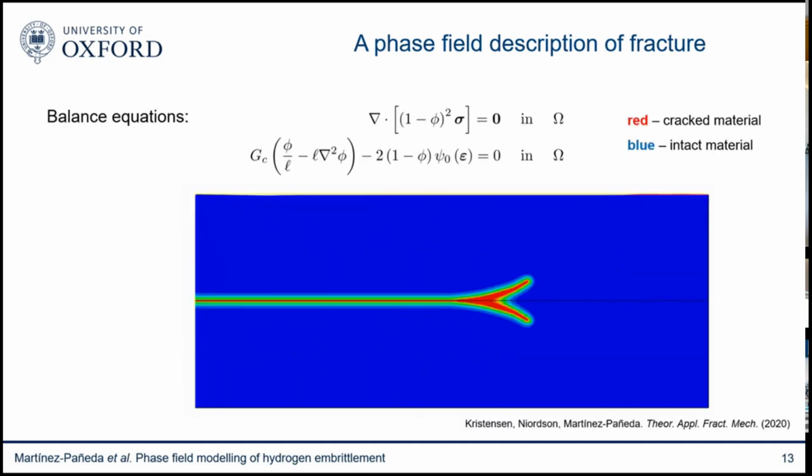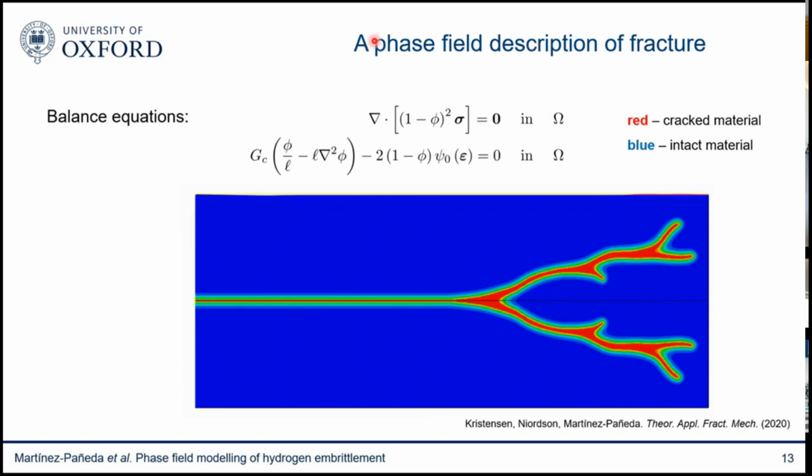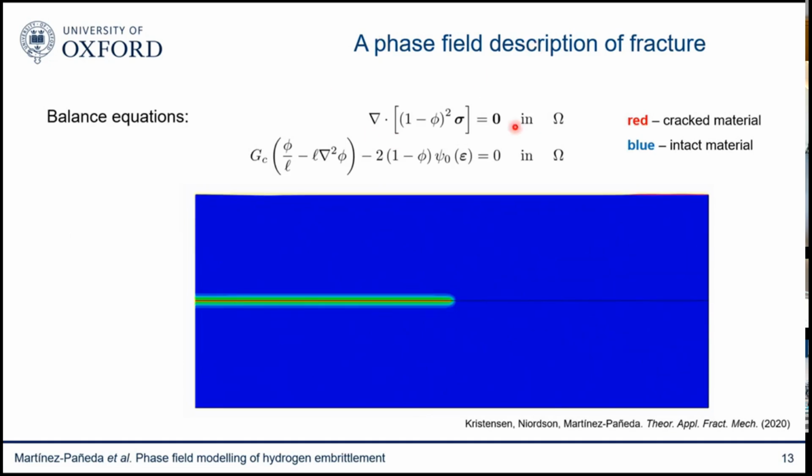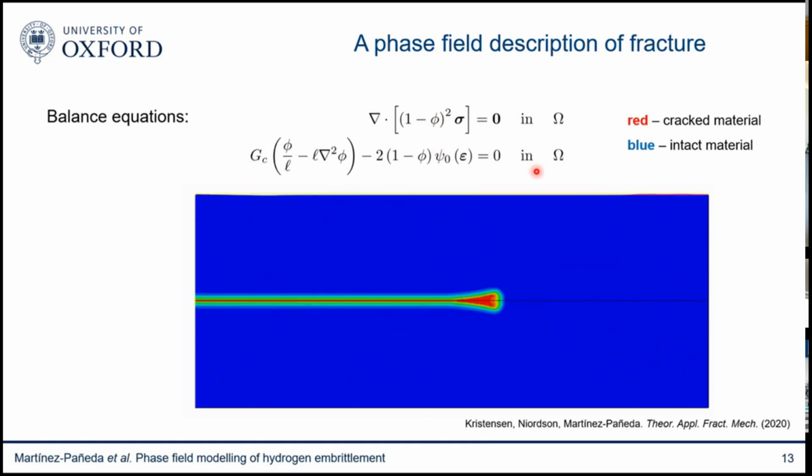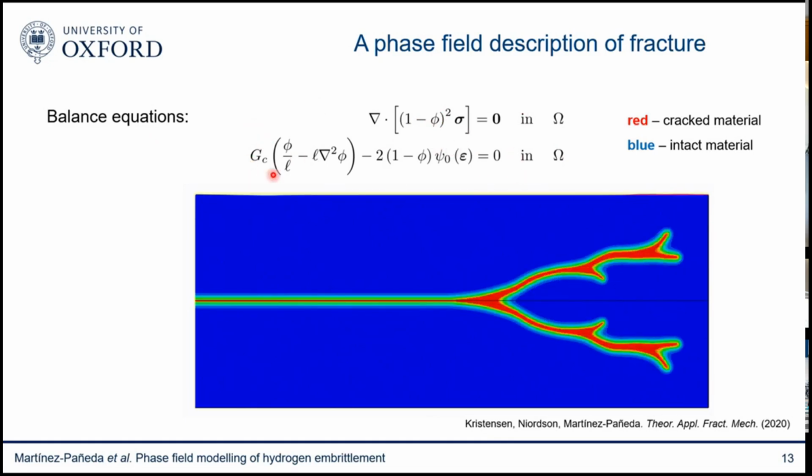And you can get a good overview of the method just by looking at the balance equations here. So the top one is the balance of linear momentum, the usual equation that we solve when we're interested in the deformation of a material. And you can see, of course, that the phase field degrades that load carrying capacity. And then you have an equation for the evolution of the phase field. This is the only thing that is extra to your usual finite element code.